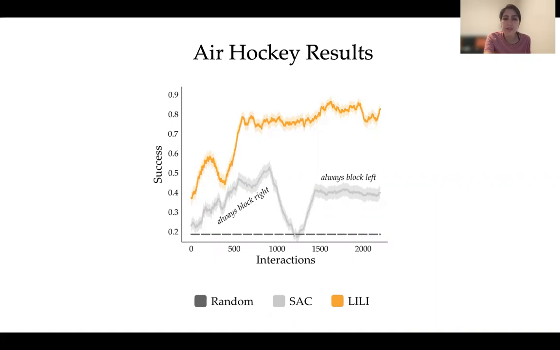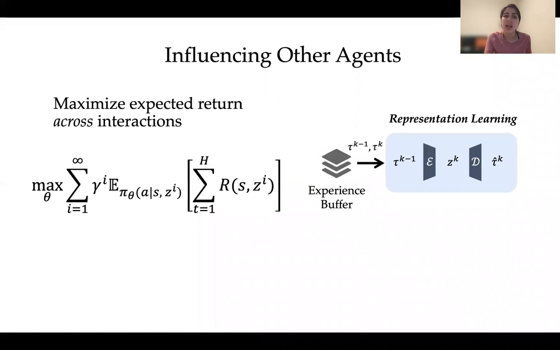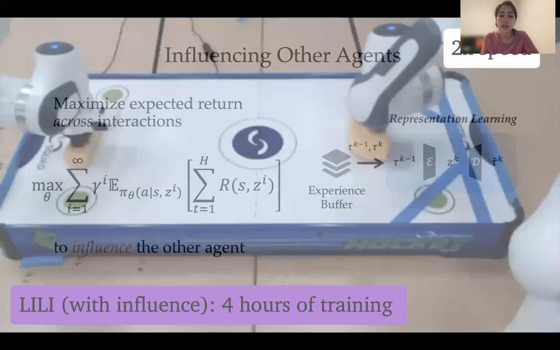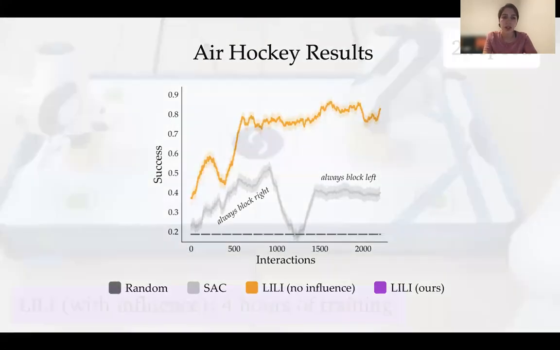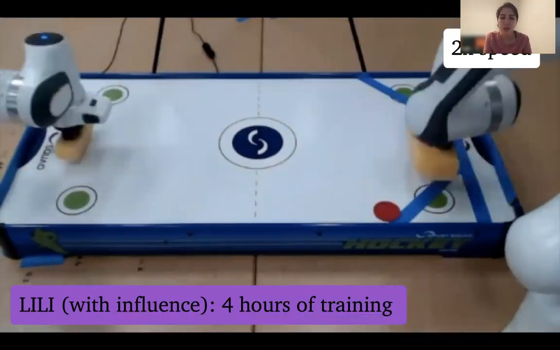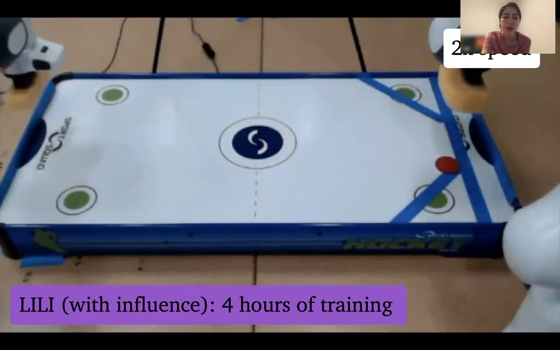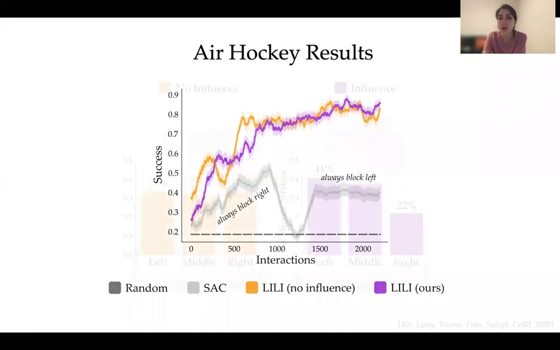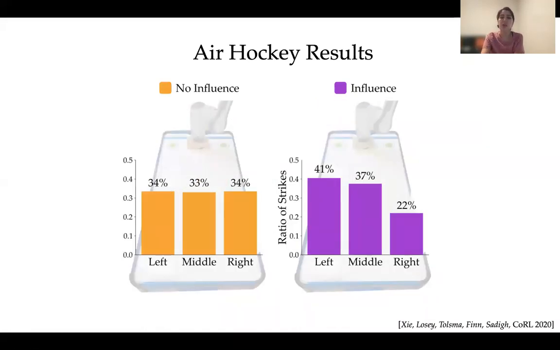Okay. So another interesting thing that I want to briefly mention is that you could actually do better than this. Specifically, going back to this formalism that we have, instead of maximizing the expected return within an interaction, we can have another sum here that maximizes the expected return across multiple interactions. And by doing so, instead of just blocking the puck no matter where it goes, we can even influence the other agent to most often push the puck to the left, because remember, going to the left was better. So this approach through Lily can actually influence the other agent to act in specific ways and push the puck to the left. In terms of success rate, it's going to be similar to no influencing. But the interesting thing is, with influencing, we are going to be able to get the puck more often to the left, which is more interesting.